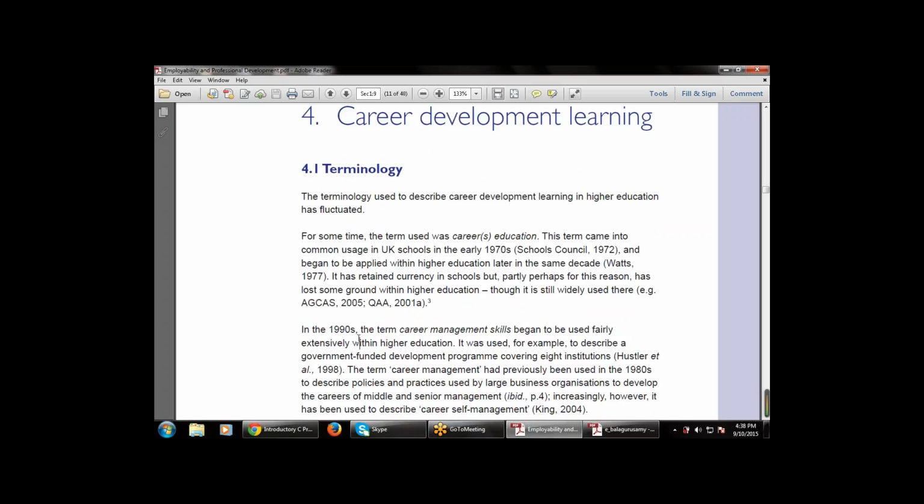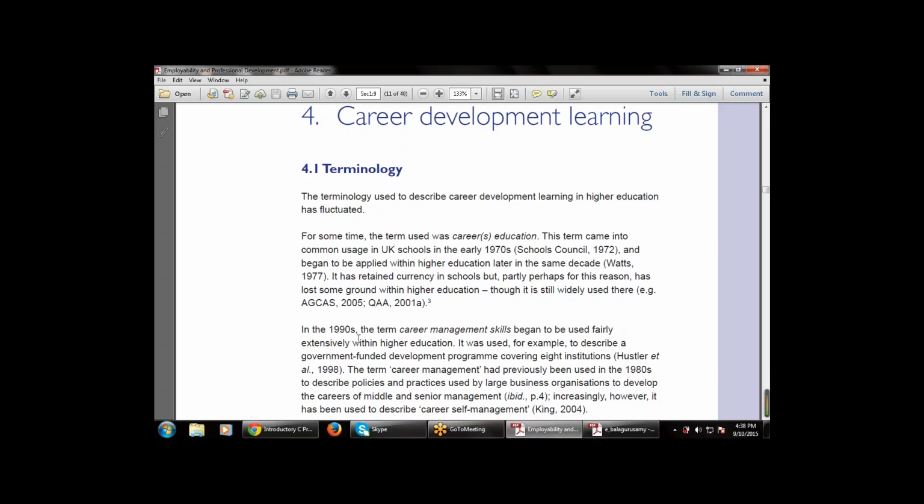In the 1990s, the term career management skills began to be used fairly extensively within higher education. It was used, for example, to describe a government-funded development program covering 8 institutions, that is, Hustler as at 1998.